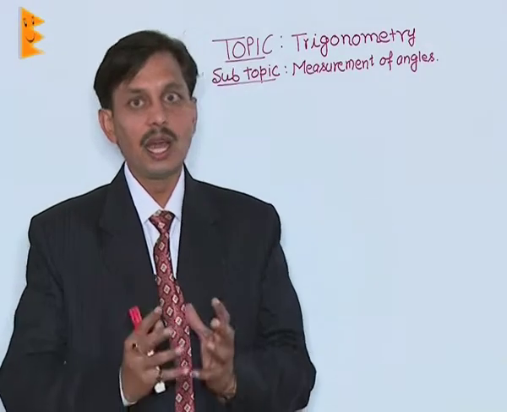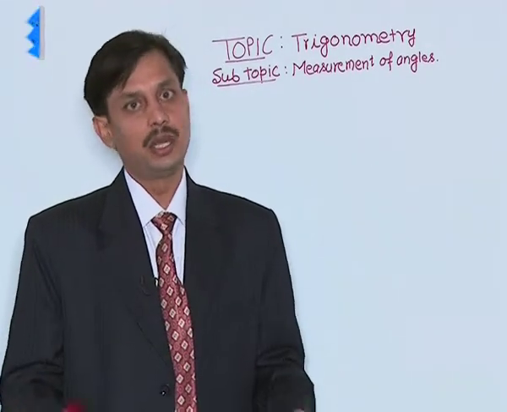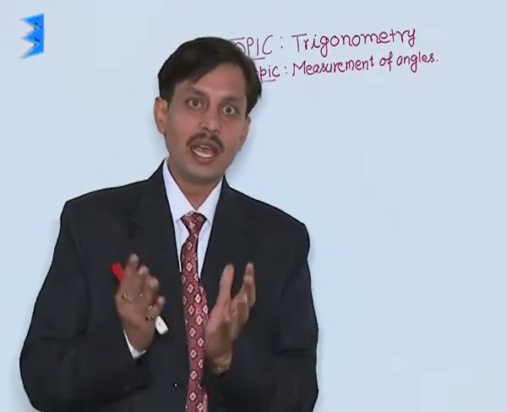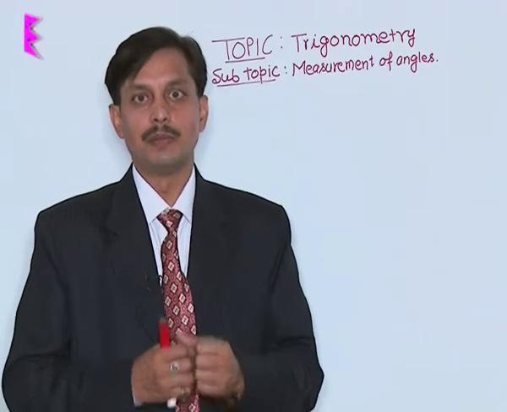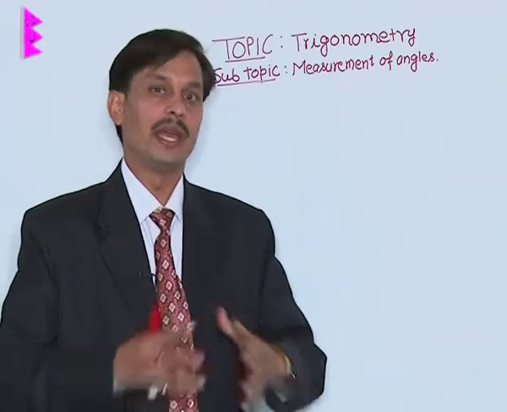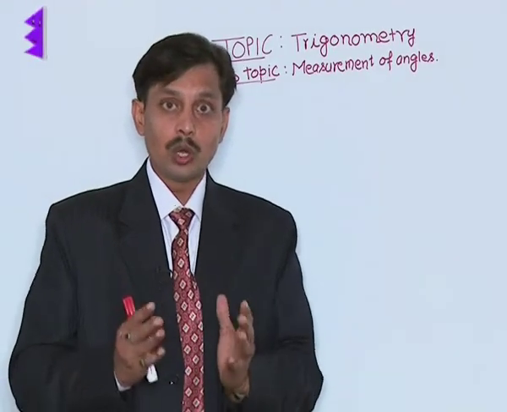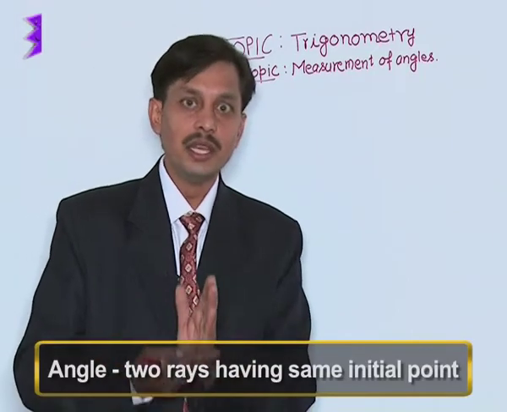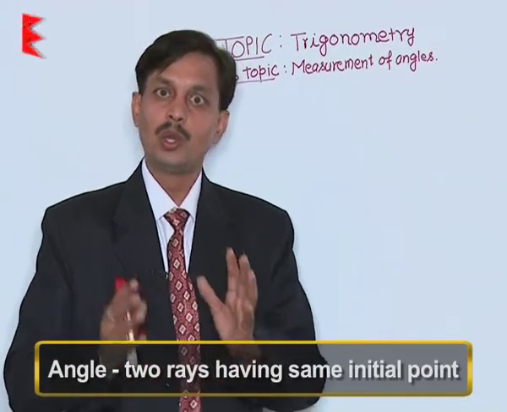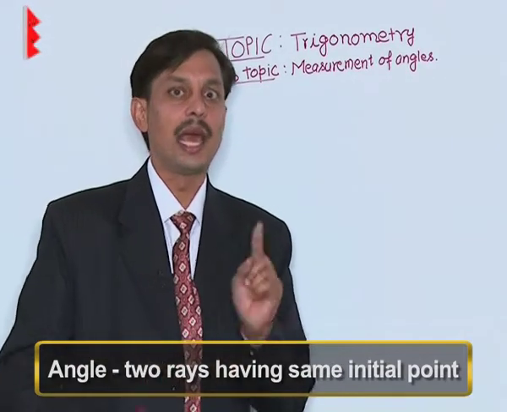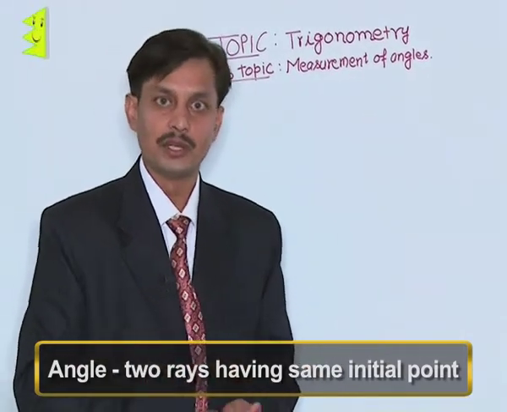Similarly, an angle can also be measured in different systems. Measuring the angle in different systems comes under our topic, measurement of angles. So, the question is, what is an angle? An angle is the inclination of two rays having the same initial point.